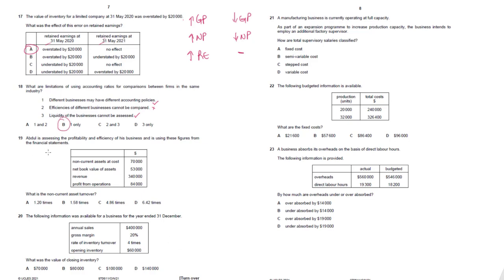Abdul is assessing the profitability and efficiency of his business and is using these figures from the financial statements: non-current assets at cost and at book value, revenue, profit from operations. What is the non-current asset turnover? The formula is revenue upon non-current assets at book value. So 340,000 divided by 53,000.